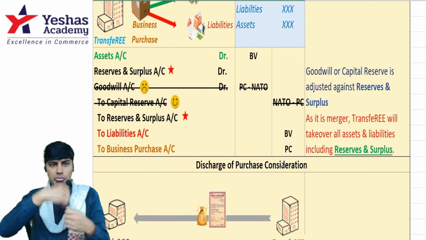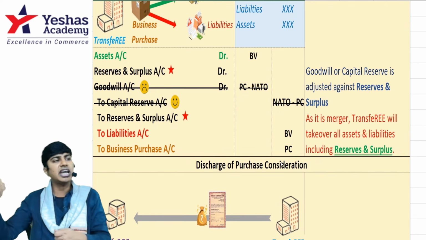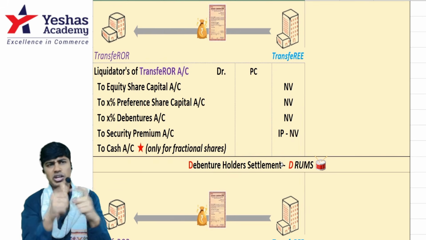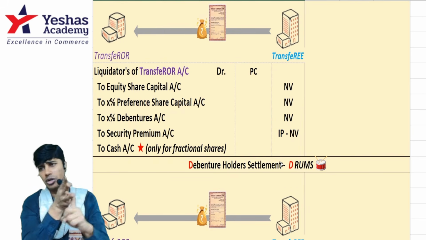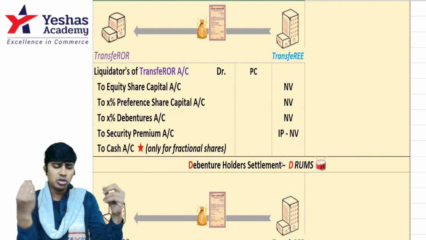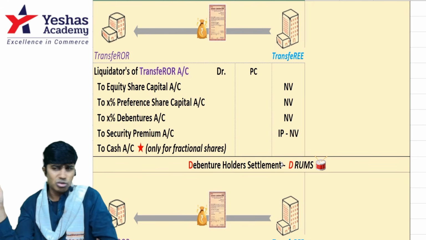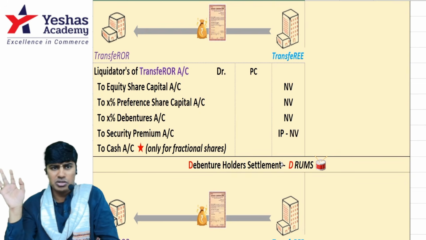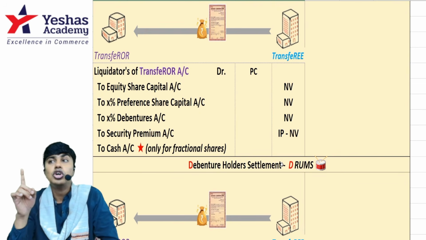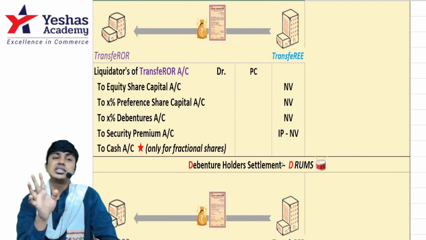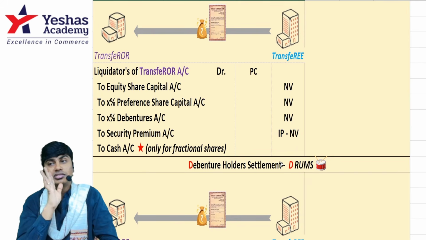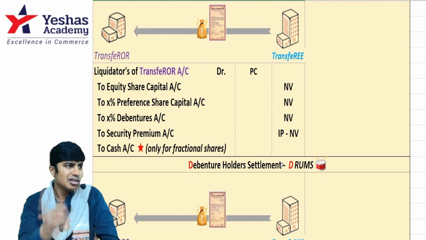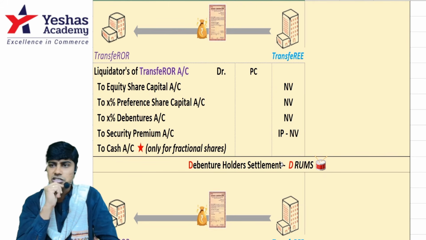Then we have unboxed the box also. Now we should discharge the purchase consideration. Same entry. You will write the entry: liquidator of transferor to equity share capital, to preference capital, to debenture, to securities premium, to cash. You will write this entry. Everything at nominal value. Premium should be credited to securities premium. Point of difference: to equity shareholders, you can give only equity shares. Cash can be given only for fractional shares. That's one point to note. But otherwise, the entry looks the same as the purchase method.